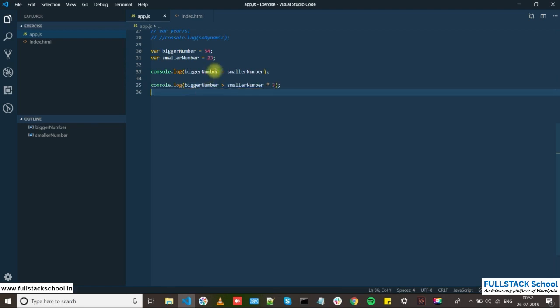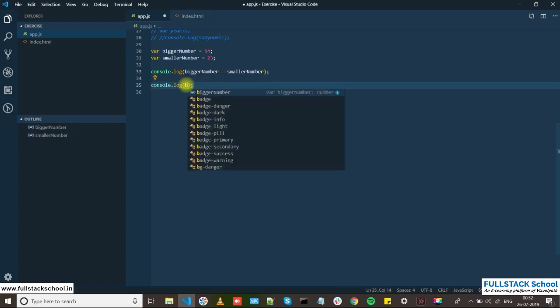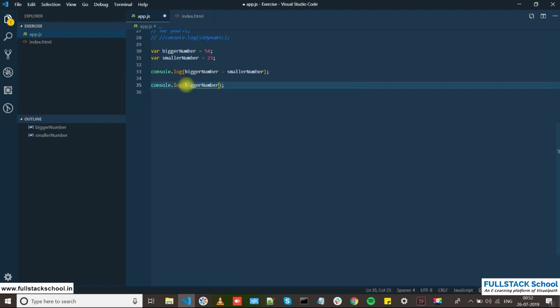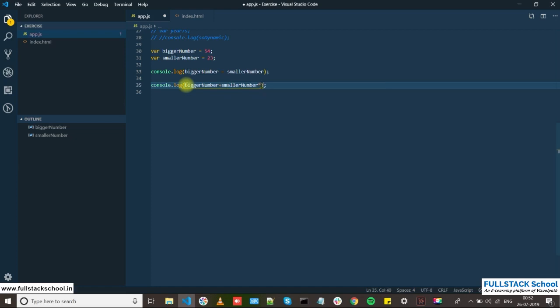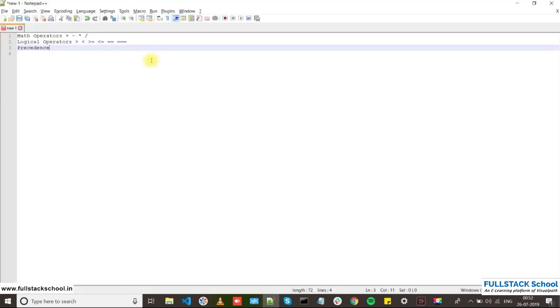Okay, this takes us to the next question. If there are a set of operators, for example, bigger number plus smaller number into smaller number, what happens here? In this case, this is plus and this is star, so which one do I give importance to? If this scenario arises, it directly gives star the precedence, I mean the higher priority.